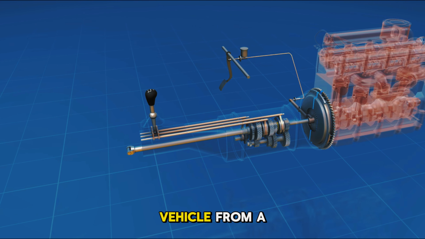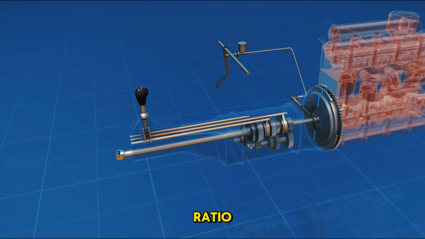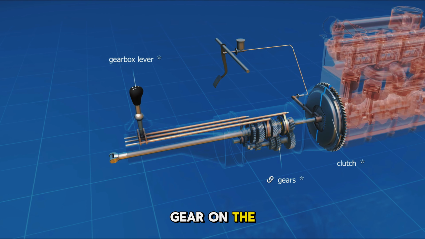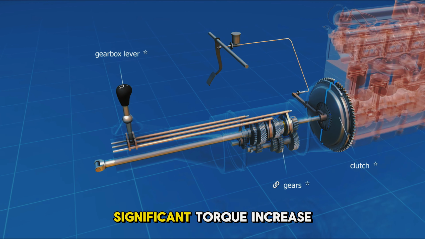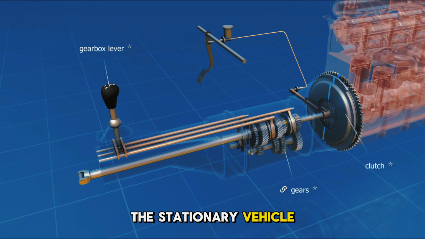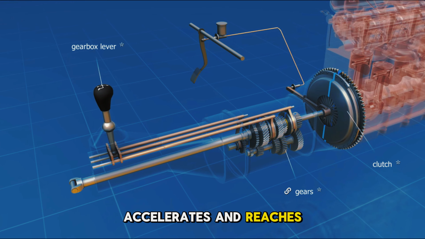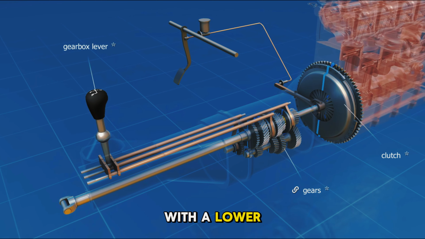To start the vehicle from a stop, the driver engages first gear. First gear has the highest gear ratio because it pairs the smallest driving gear on the countershaft with the largest driven gear on the output shaft. This creates a significant torque increase, which is necessary for overcoming the inertia of the stationary vehicle. As the car accelerates and reaches a higher speed, less torque is needed, so the driver shifts to a higher gear with a lower gear ratio.